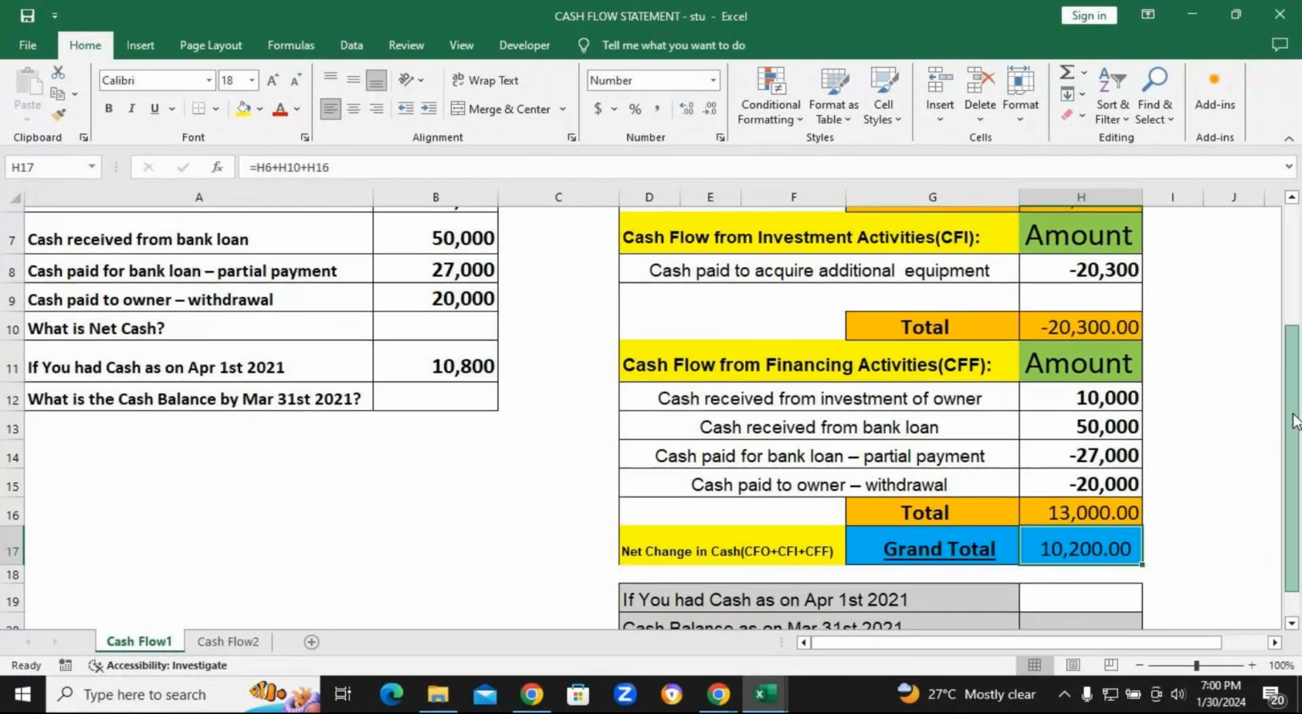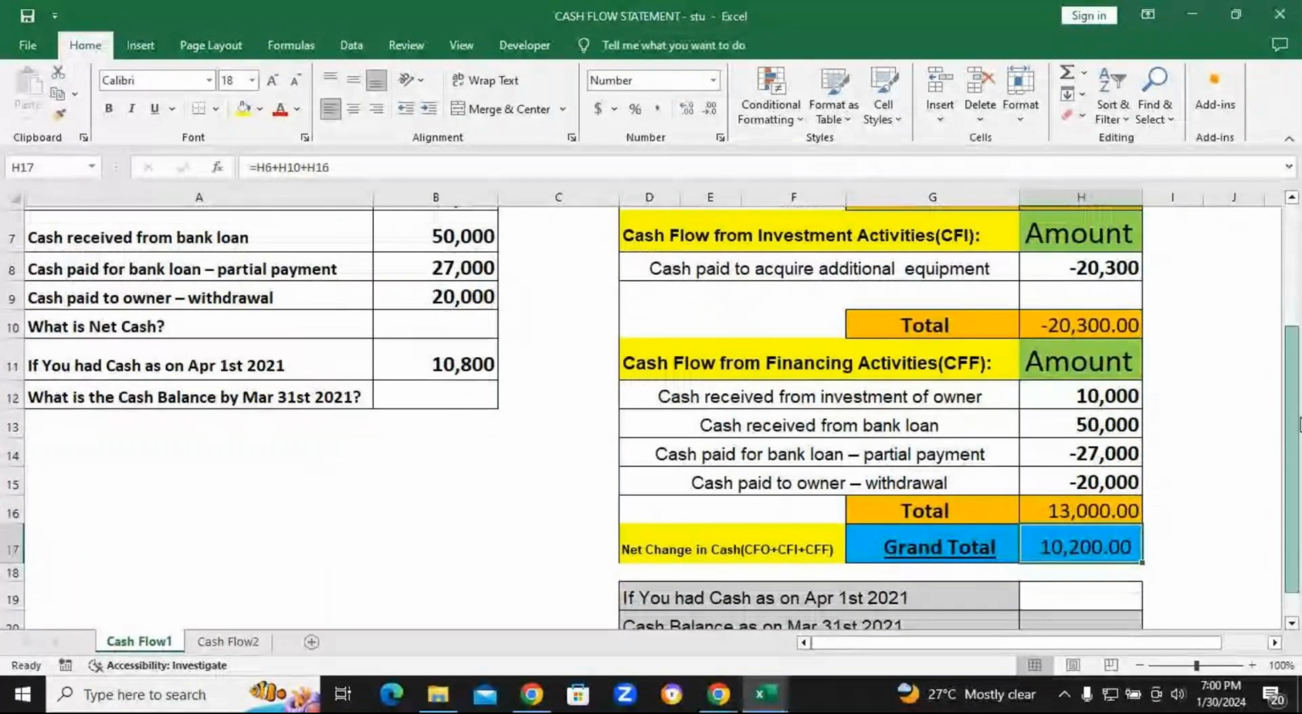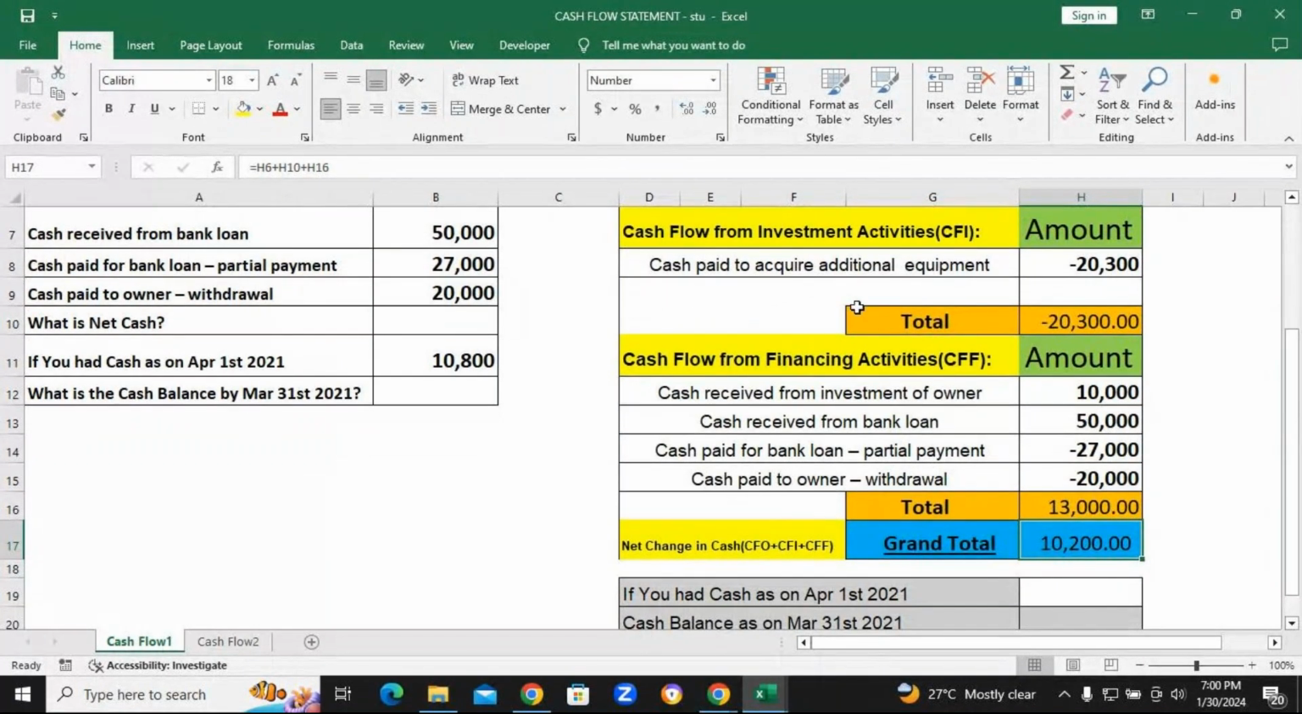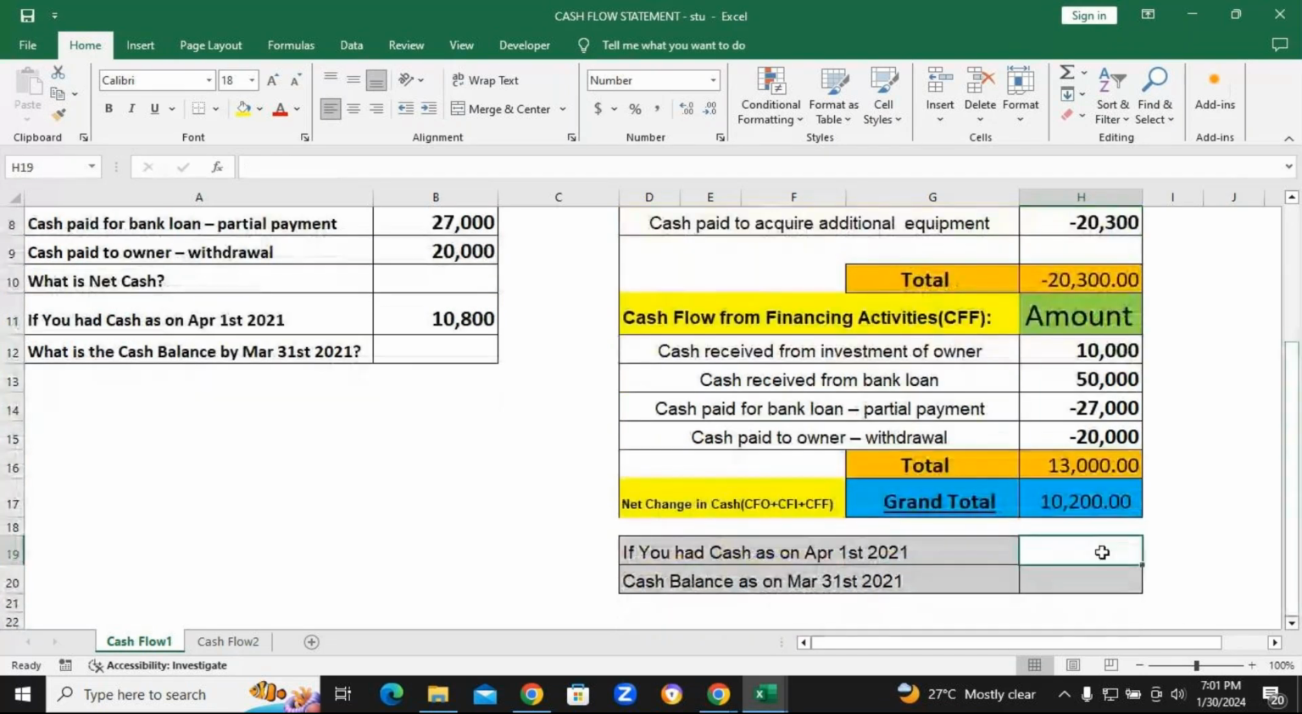So how it is means CFO plus CFI plus CFF. Cash flow from operating activities, cash flow from my investment activities, and cash flow from my finance activities. So including all these three. Wherever the subtracted values are there, after calculation it is 10,200. They are telling that at the beginning of my financial year, I had 10,800 in my hand. So now at the end of the financial year, what is the cash balance that is there in my account?